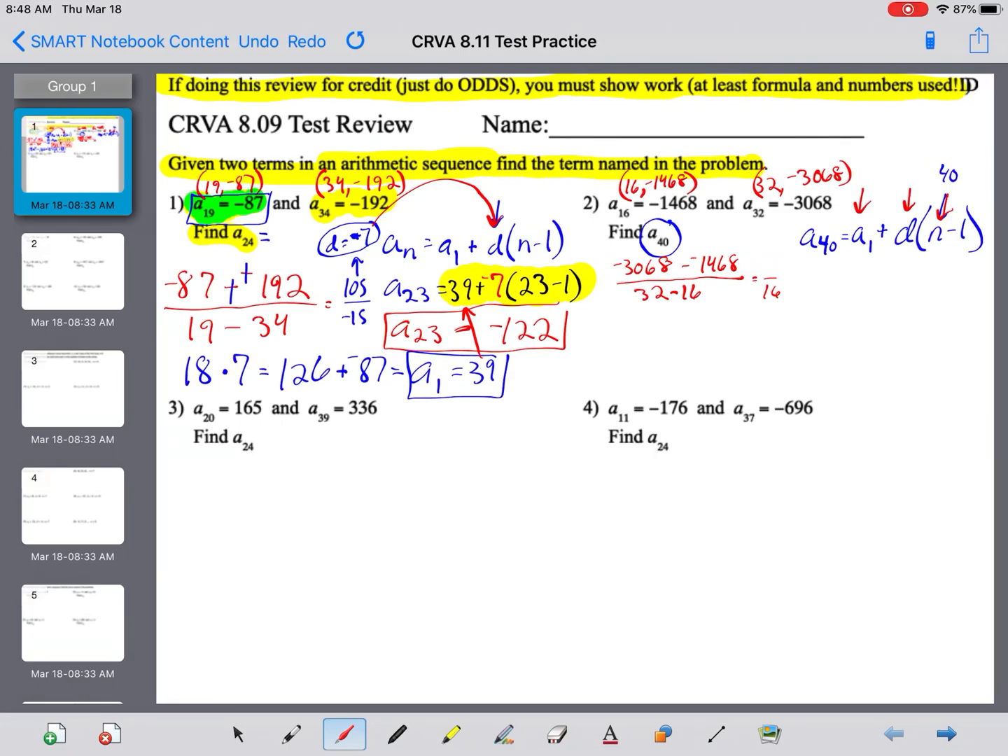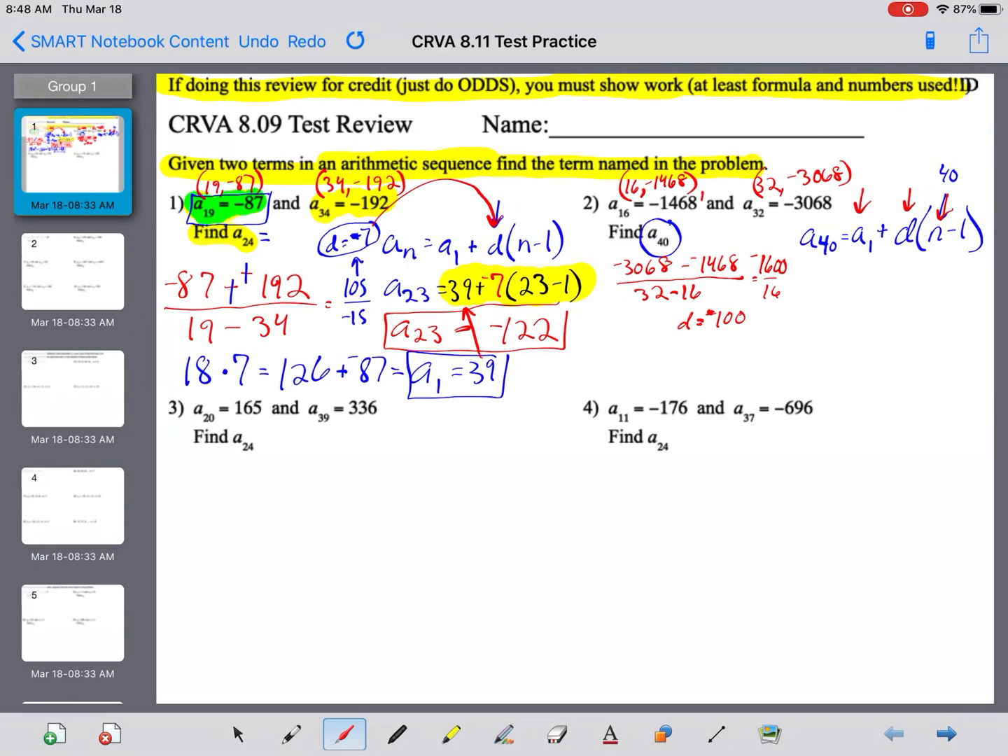These are some big numbers, aren't they? We got 1600. Oh, -1600. And then divided by 16. So d equals -100. And that seems about right. Yeah, it's decreasing a lot. It's decreasing by 100. And I say decreasing because it's going down and my difference is negative.